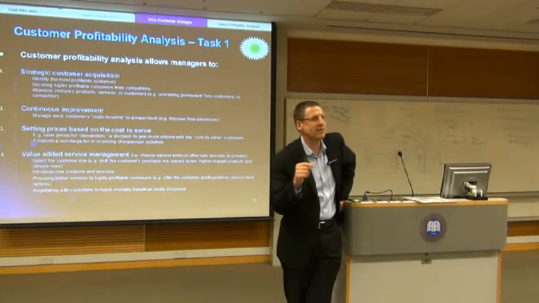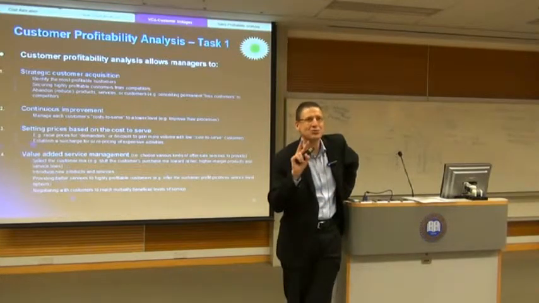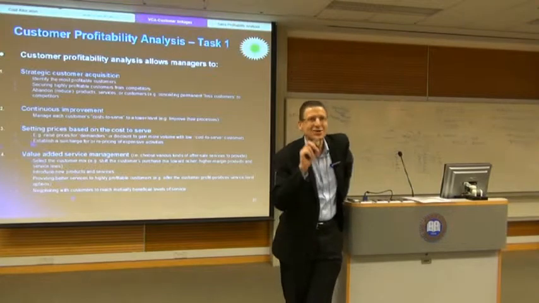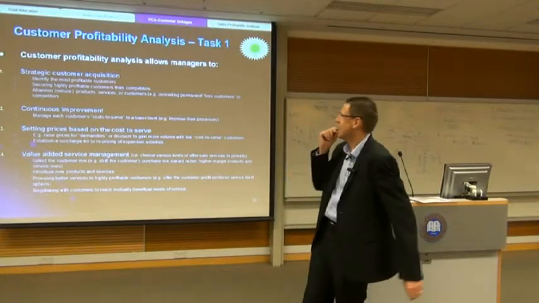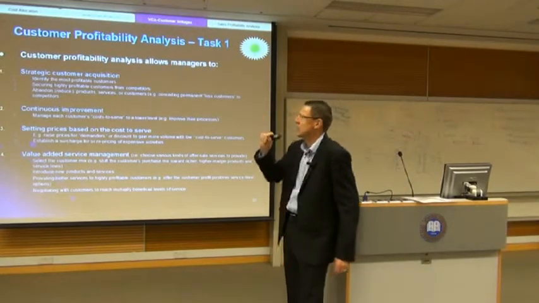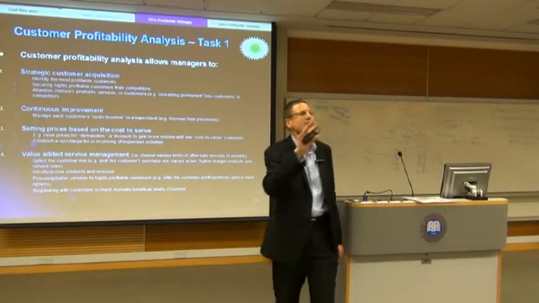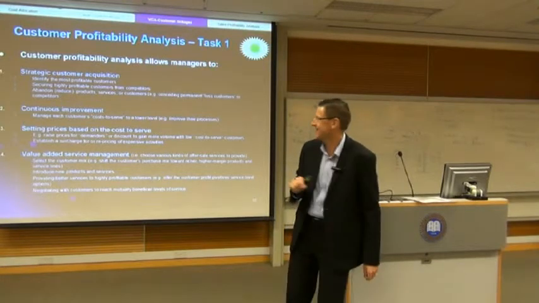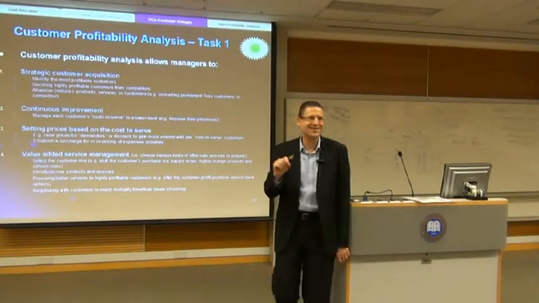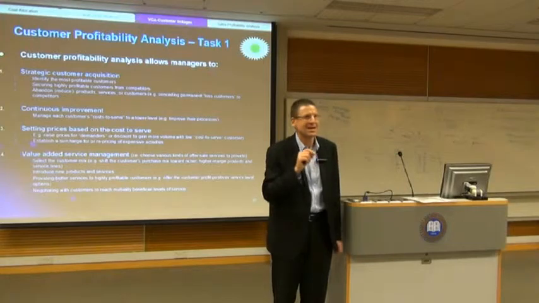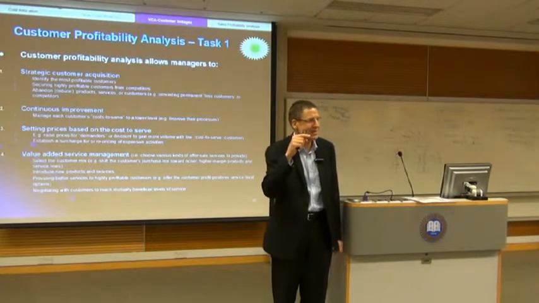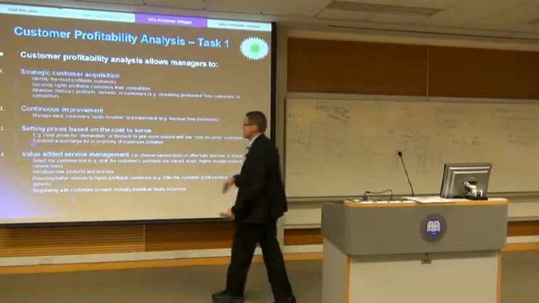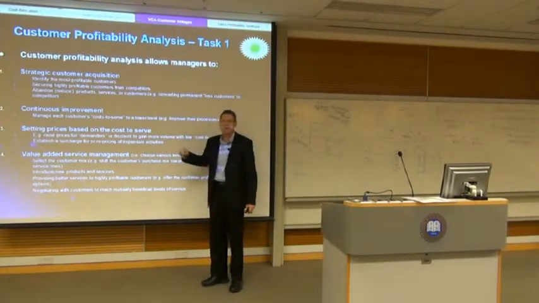You are not pricing a product this week. In the second week you are pricing a product. Now you might be thinking about how are we going to acquire more customers. That's a different decision than pricing a product. Continuous improvement, that's not pricing a product. That's about how can we do things better with less money. Setting prices based on the cost to serve.